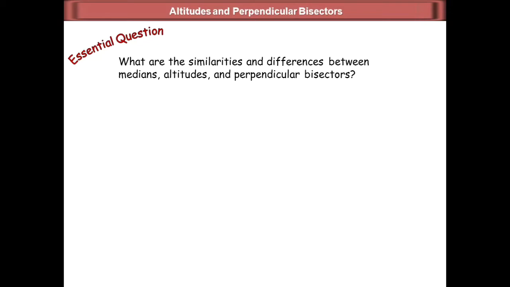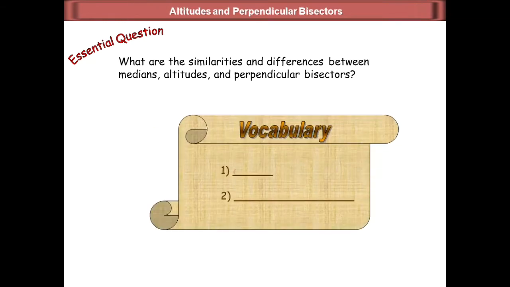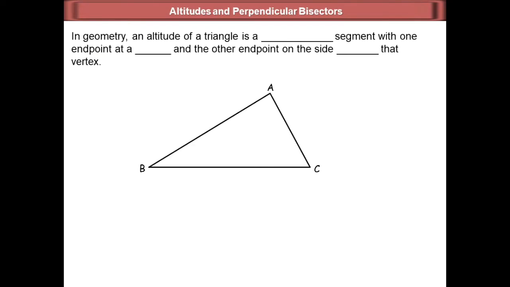Our next video is about altitudes and perpendicular bisectors. So what are the similarities and differences between medians, which we learned about in the last lesson, altitudes, and perpendicular bisectors? Some new vocabulary terms are altitude and perpendicular bisector.